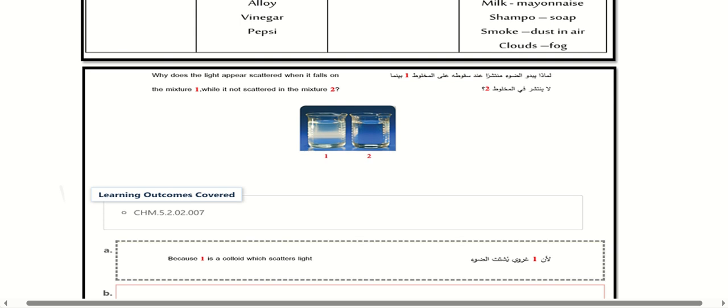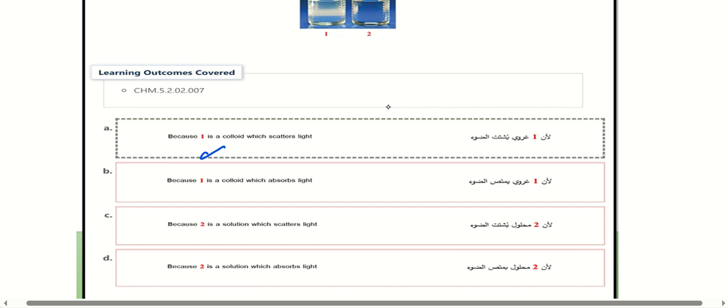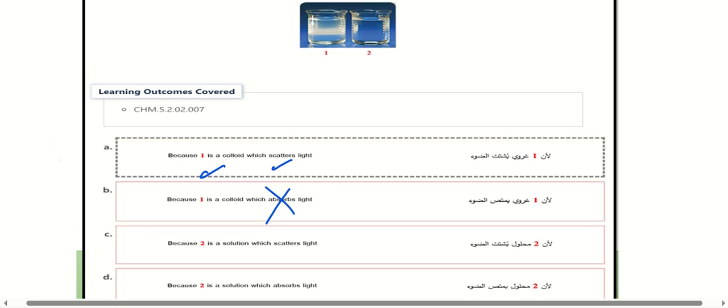Okay, anyway, let's read the first question. Why does the light appear scattered when it falls on mixture 1? Yes, mixture 1, and it is not scattered in mixture 2 simply because 1 is a colloid and 2 is not. Yes, 1 is a colloid which scatters the light. Scatter the light is correct, absorb is wrong. So it is important.